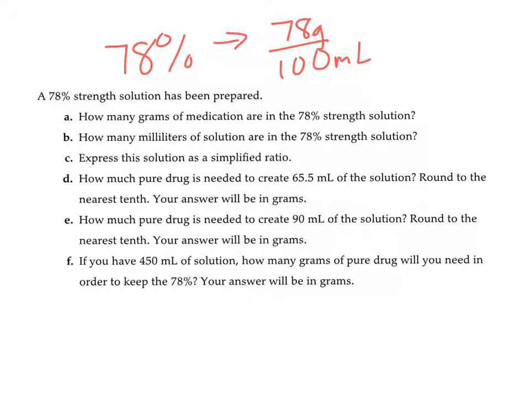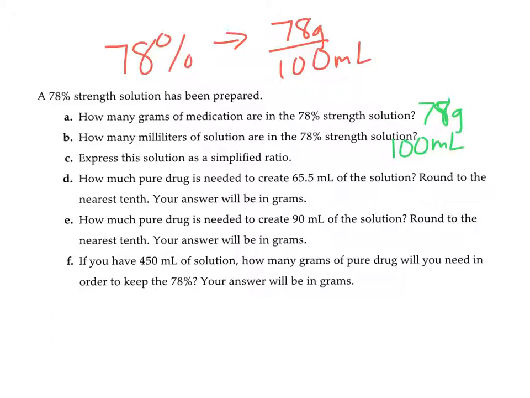Questions A and B are asking me simply just that. I want to know, letter A, how many grams? The answer would be 78 grams. Sorry, my handwriting's terrible there. 78 grams. Letter B says how many milliliters are in this 78% strength. Again, just based on the known, 100 milliliters. So that's what I'm looking for on questions A and B.